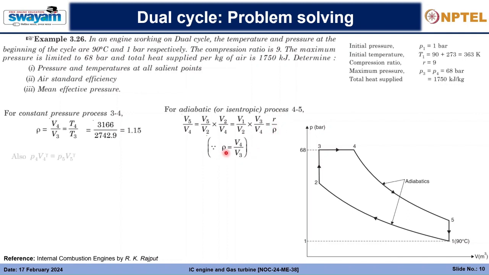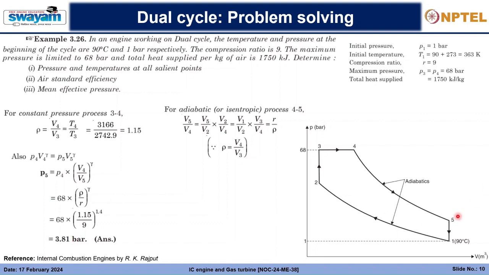Now once we know the expansion ratio, we can simply plug it into the thermodynamic relation for the isentropic expansion process 4 to 5. By that we get P5 as 68 into (rho by r) to the power gamma, that is 1.15 divided by 9, to the power 1.4, and it will be 3.81 bar.